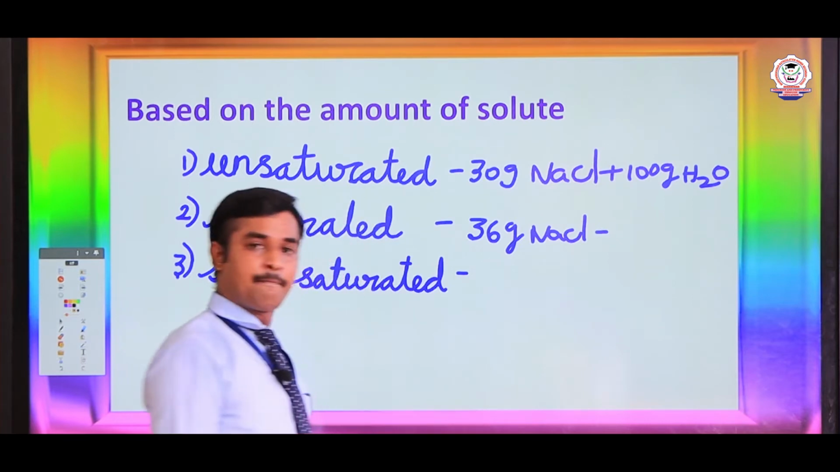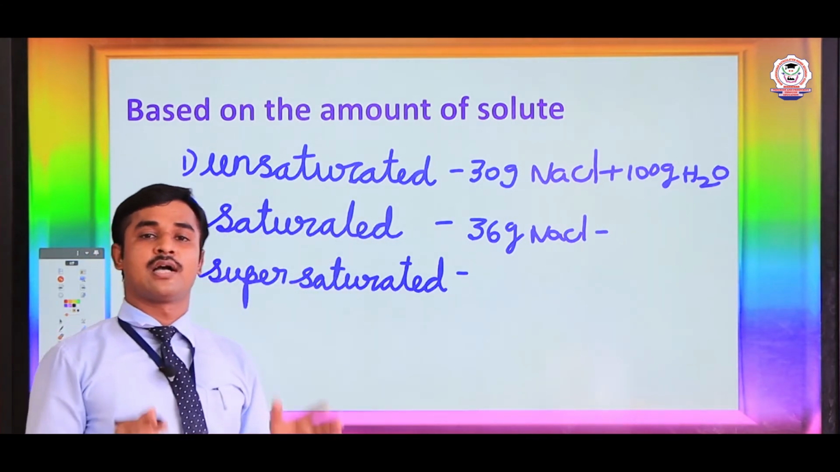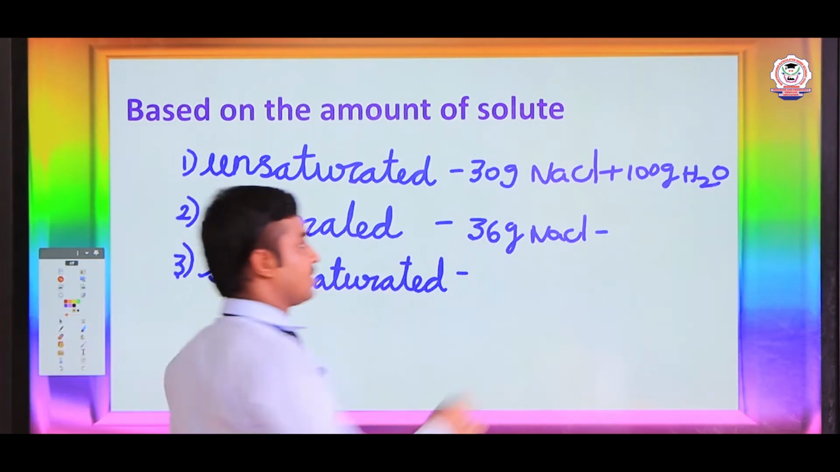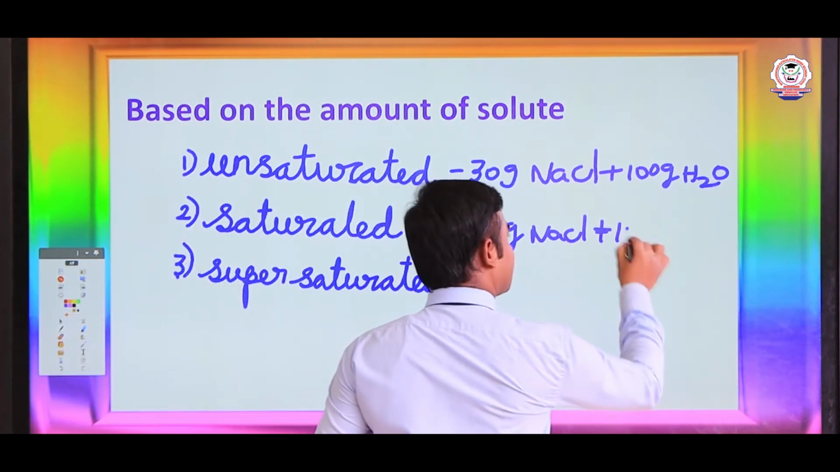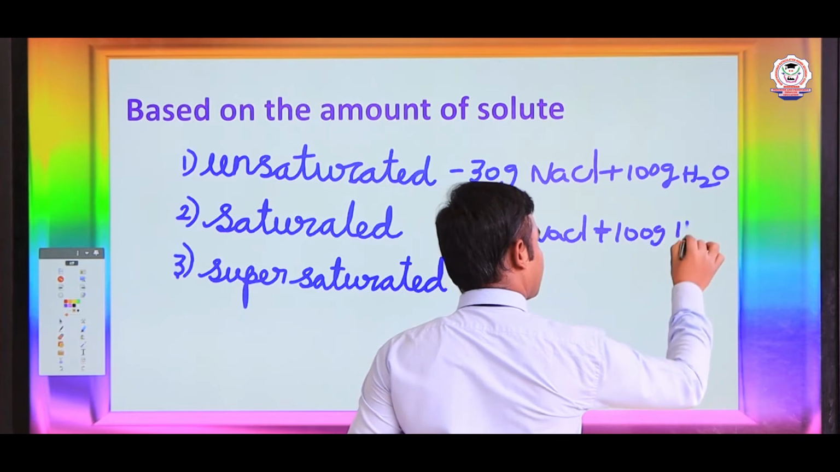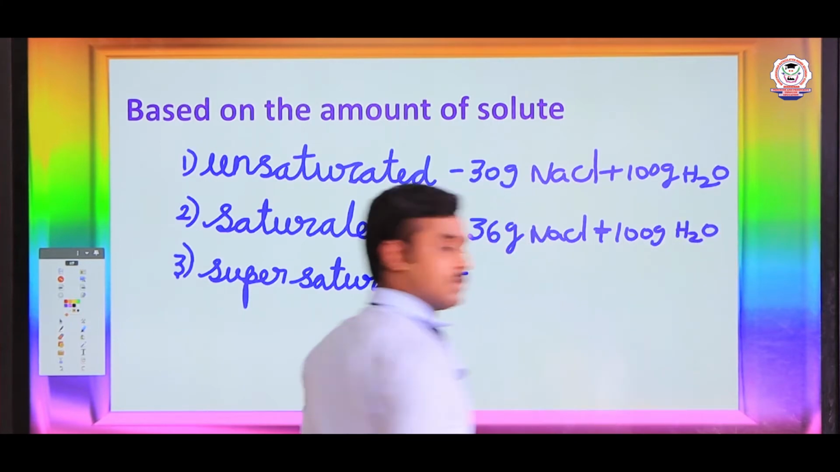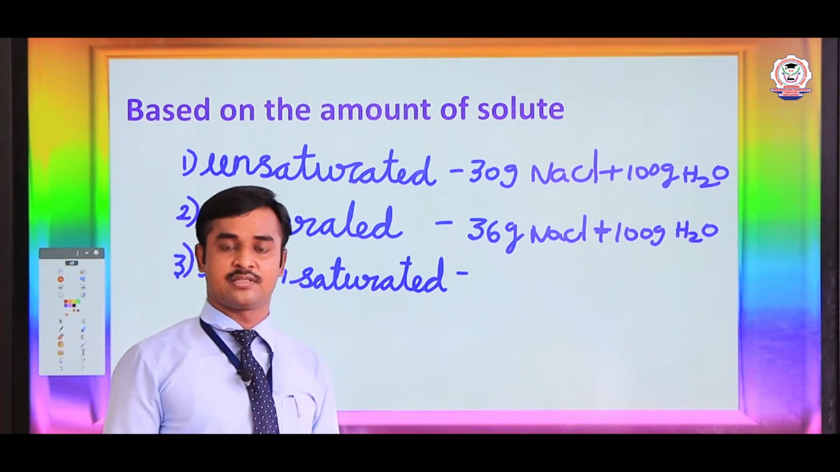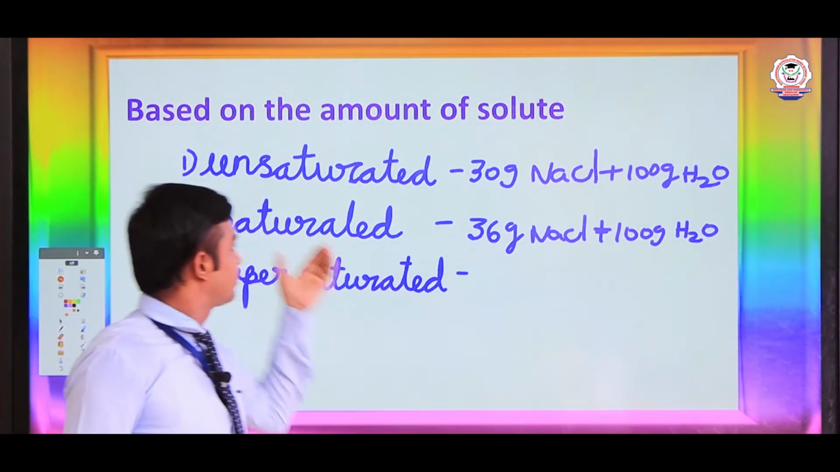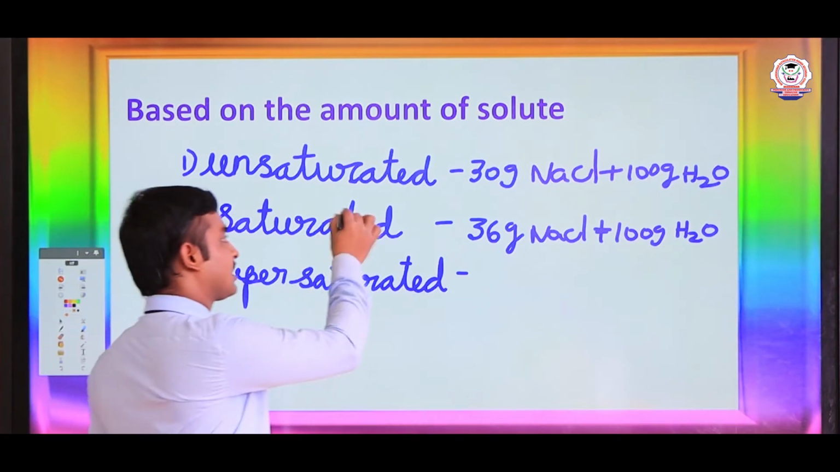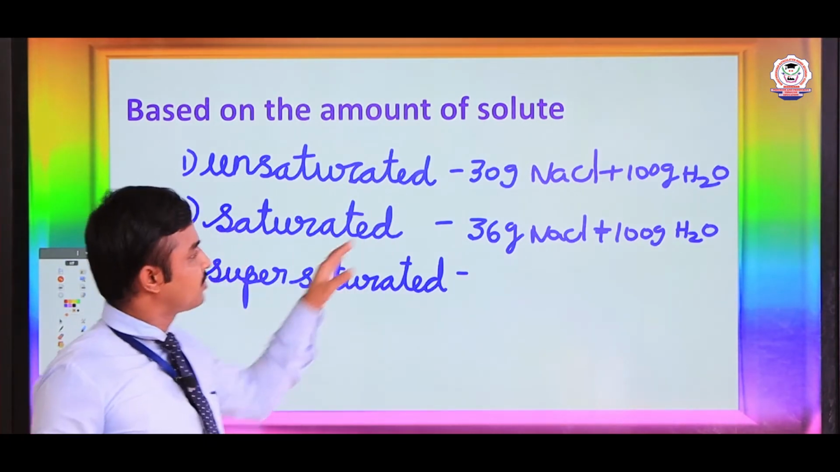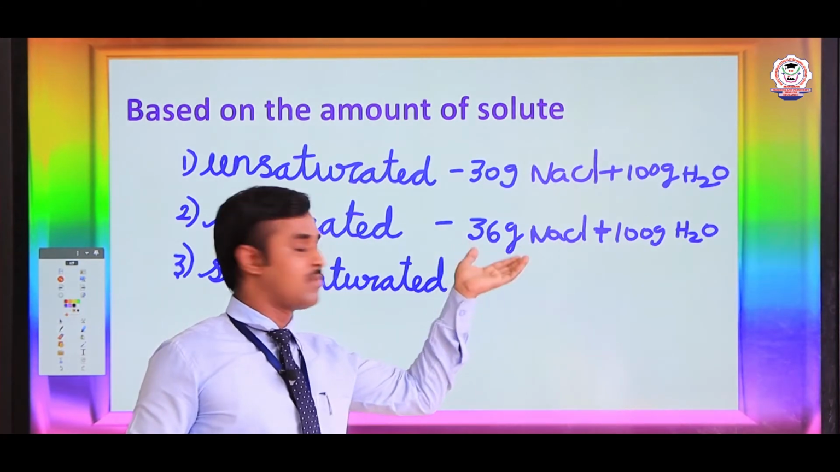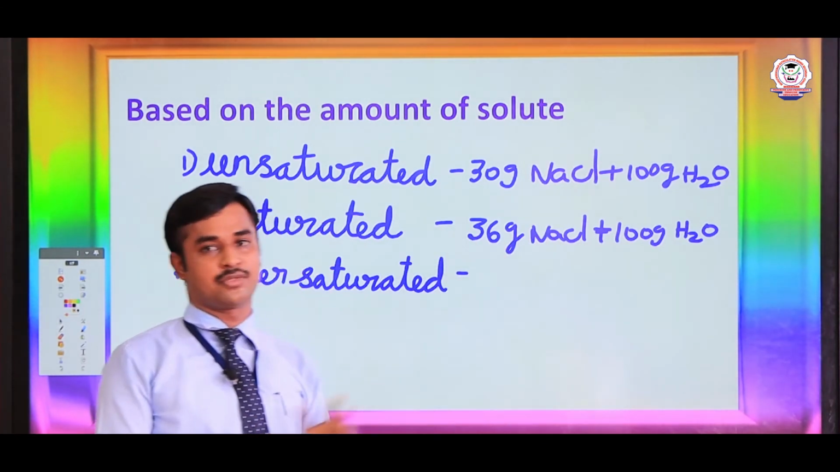So, if you dissolve exactly 36 grams of sodium chloride in the water, it forms a saturated solution. An unsaturated solution is one where the solution is unsatisfied, and a saturated solution means the solution gets satisfaction. So, 36 grams of sodium chloride is completely dissolved in the water.